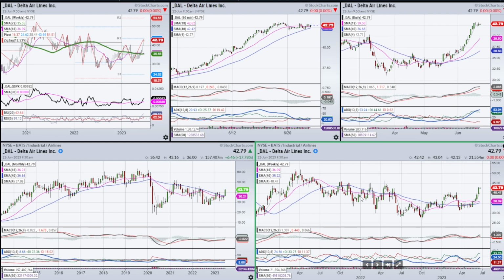Now, let's talk about a couple of requests that came in. Look at Delta Airlines. I mean, this has been a long time coming, where we've been waiting for real signs of improvement. The last times we got back above the 18-month line, we still had the declining 40. We still had a lot of price resistance in place that hadn't really been tested yet.